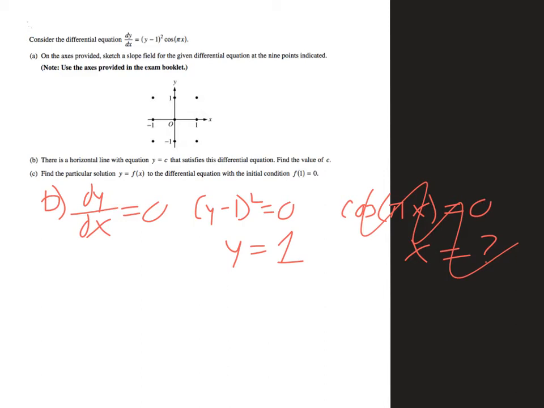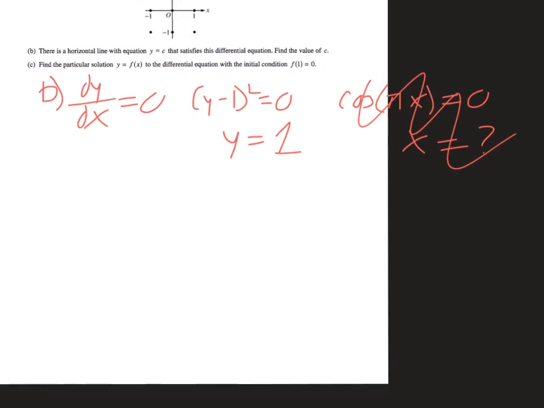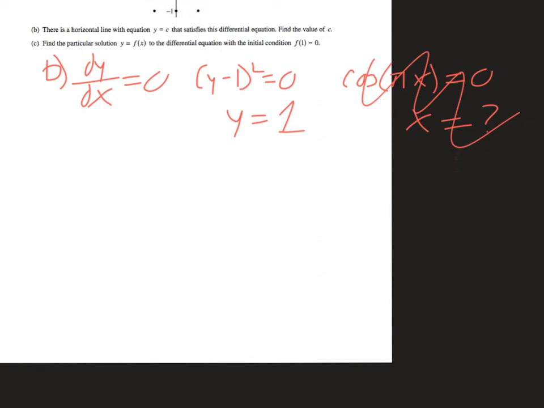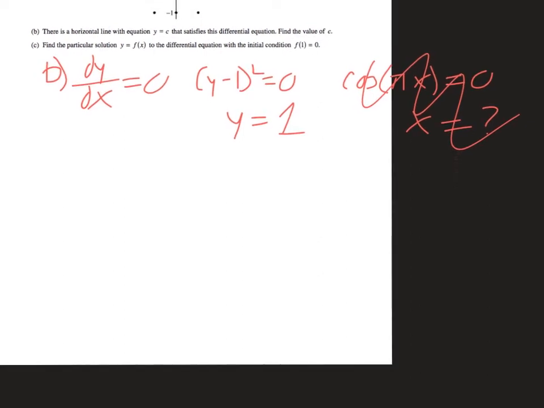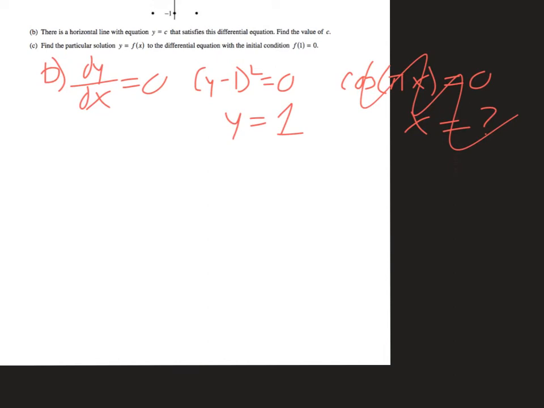Part C, actually solving the differential equation. In AP Calculus, the only way you know how to solve a differential equation is by separating the variables. So you've got to make sure you do that first. If we look at our equation and we separate, we've got to divide the y factor over to the other side. So we're going to get 1 over (y minus 1) squared dy is equal to cosine of pi x dx. So this is part C here.